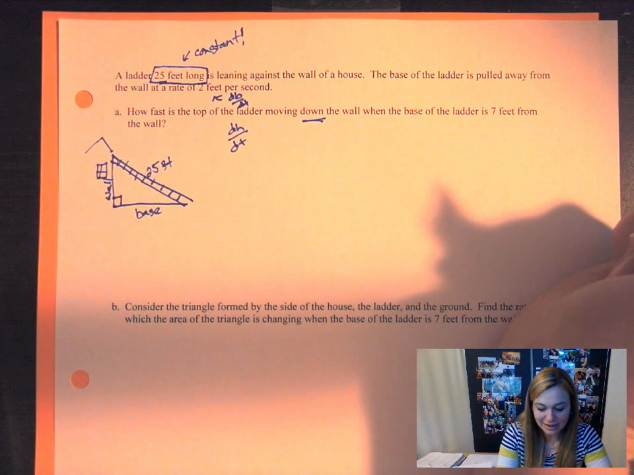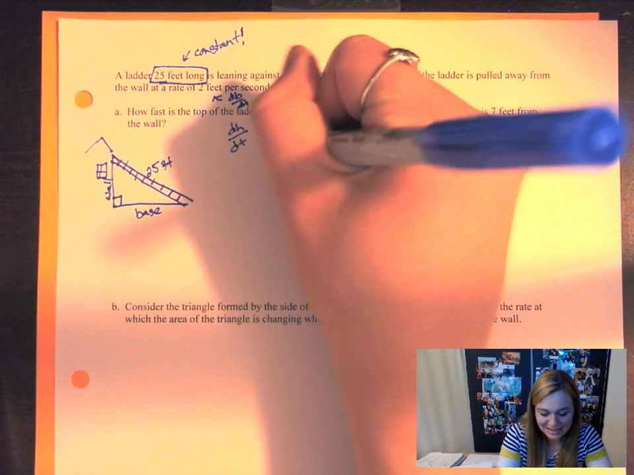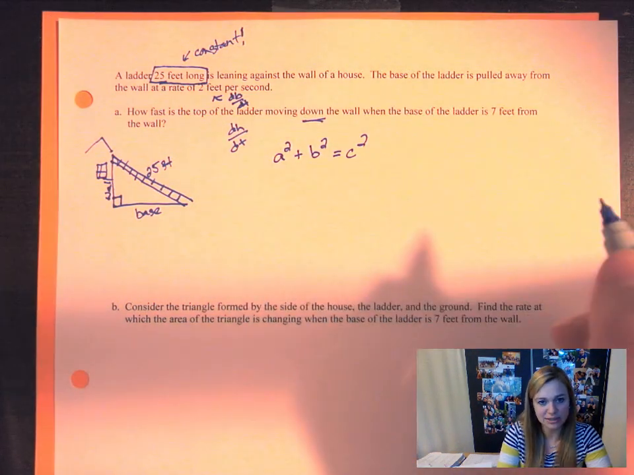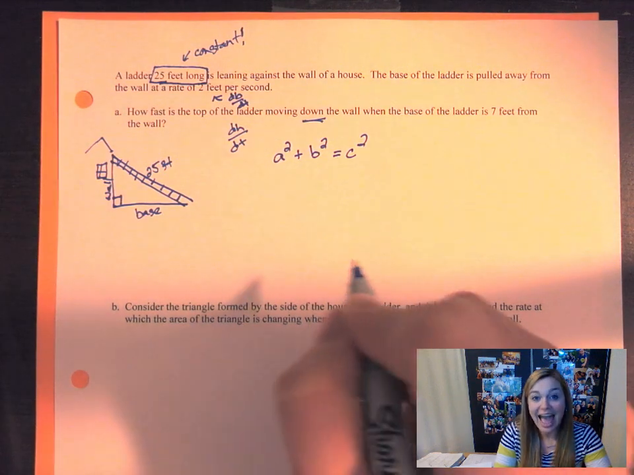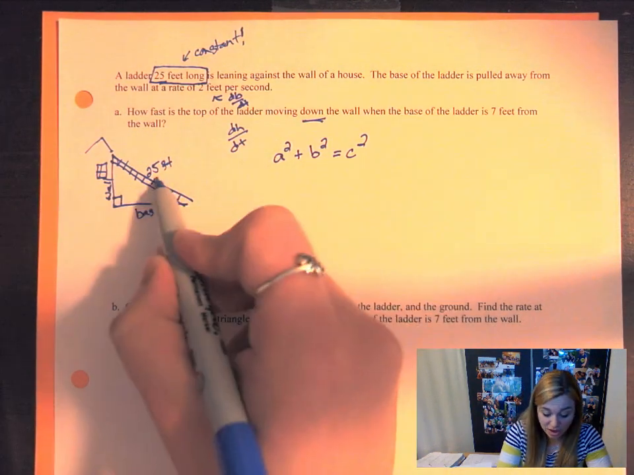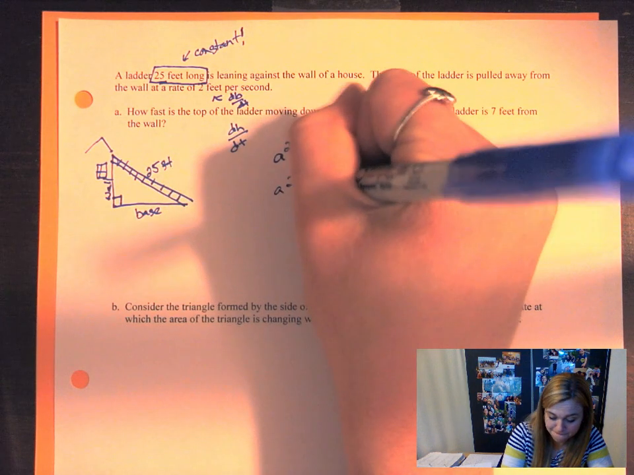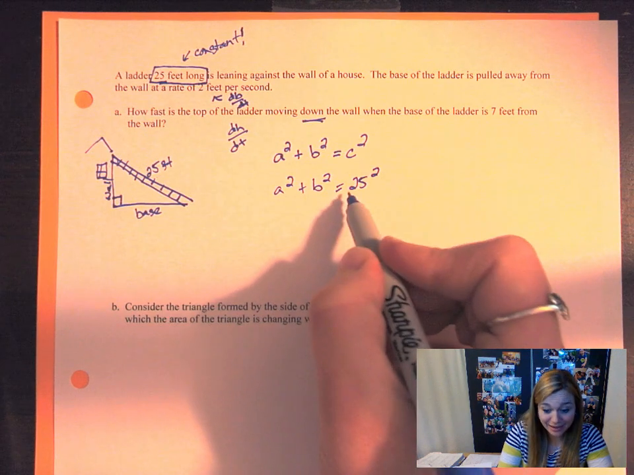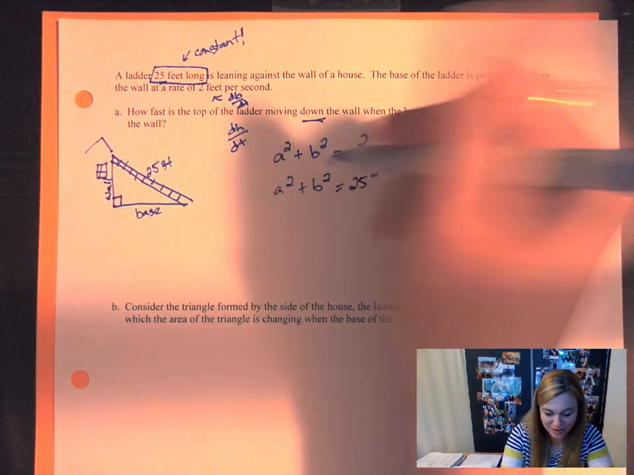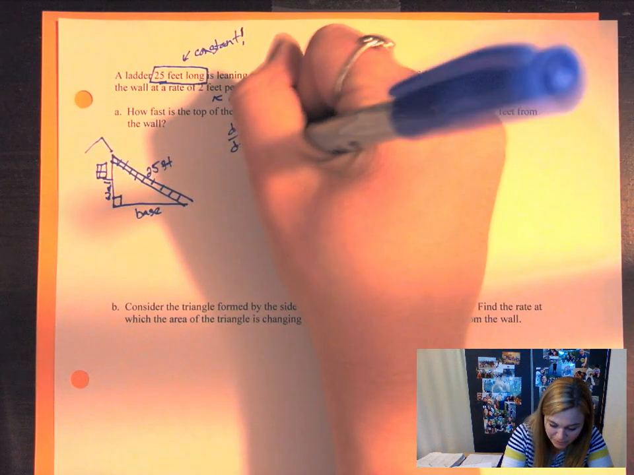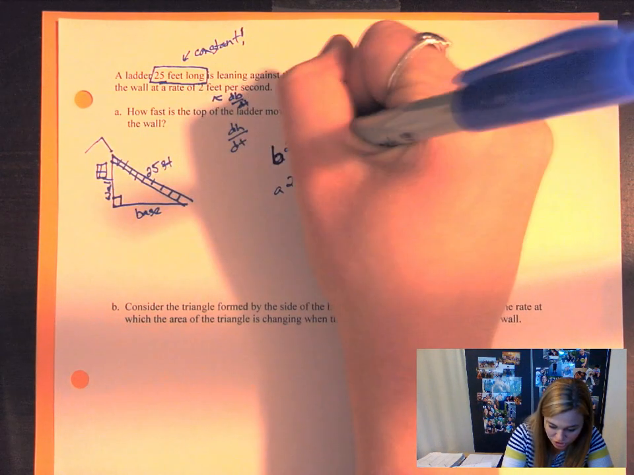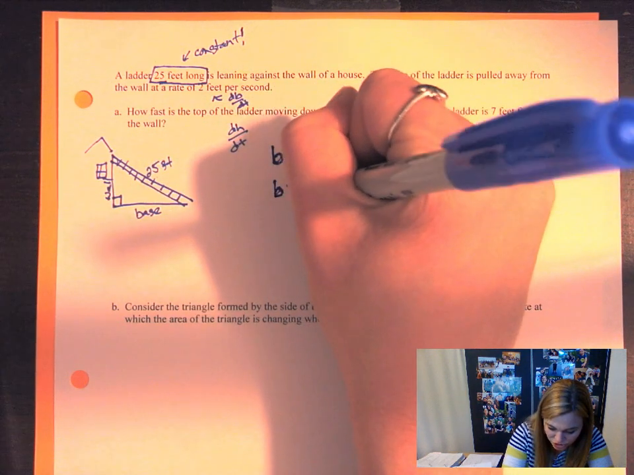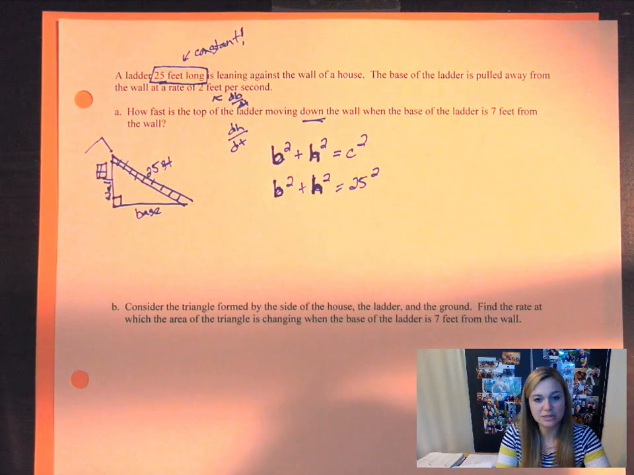So in this problem, what relates these would be the Pythagorean theorem. Three sides of a triangle, a squared plus b squared is equal to c squared. Differentiate after you put in the constants. So there's a constant of 25 feet. Instead of a and b, I want to change this to b and h. b squared plus h squared is equal to 25 squared.